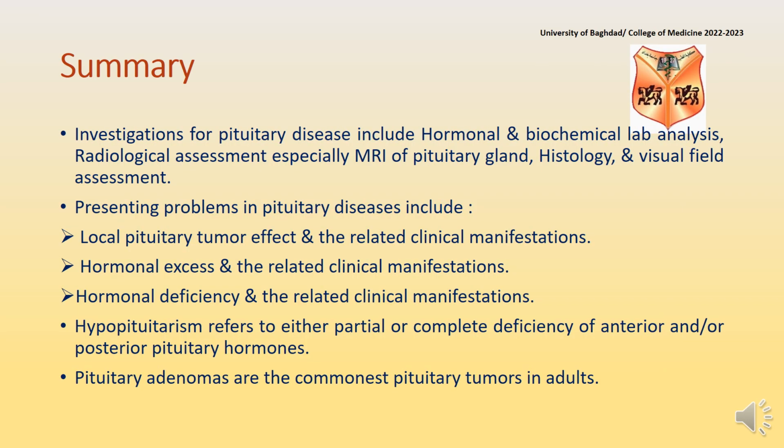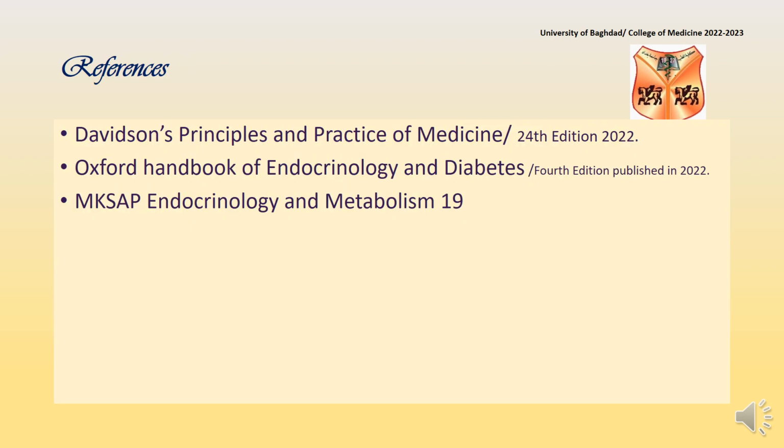Summary: investigations for pituitary disease include hormonal and biochemical laboratory analysis, radiological assessment, especially MRI of the pituitary gland, histology, and visual field assessment. Presenting problems in pituitary disease include local pituitary tumor effects and the related clinical manifestations, hormonal excess and the related clinical manifestations, and hormone deficiency and the related clinical manifestations. Hypopituitarism refers to either partial or complete deficiency of anterior and or posterior pituitary hormones. Pituitary adenomas are the commonest pituitary tumors in adults.